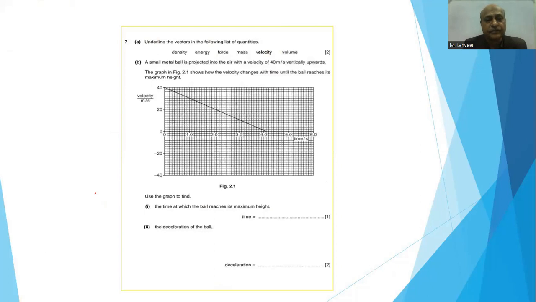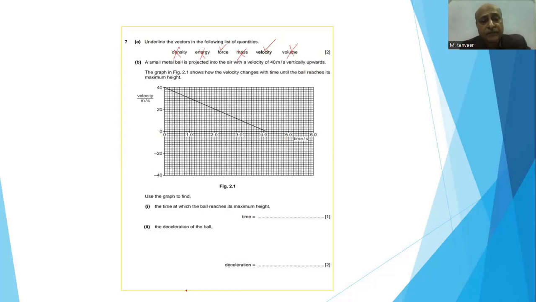Examination style question. Underline the vector in the following quantities. In these quantities, which is a vector, which requires direction? Density does not need any direction. Energy does not need. Force, it requires direction. Mass does not need. Velocity needs direction. Volume does not need.